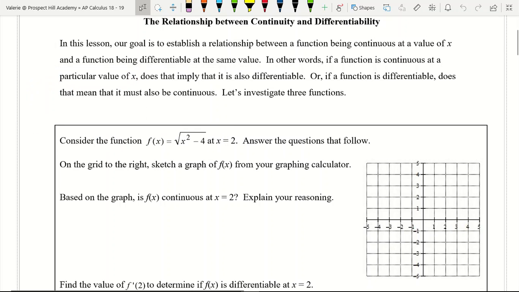Page 102 to 105, the relationship between continuity and differentiability.